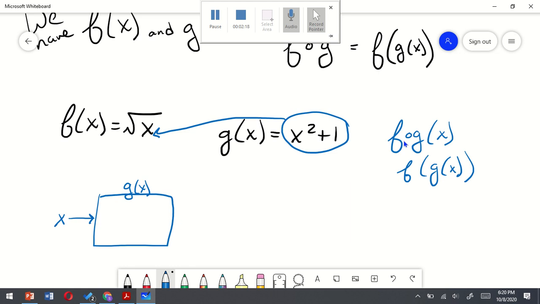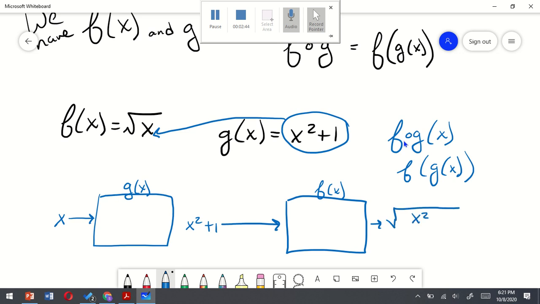So to do this, I'm going to take whatever value x is and plug it into the g function first, and then that output, that number I get out, is going to be whatever x squared plus 1 is. But I'm going to take that value and then plug that into the other function, f of x. And I'll arrive at the square root of x squared plus 1. This is how our functions work.